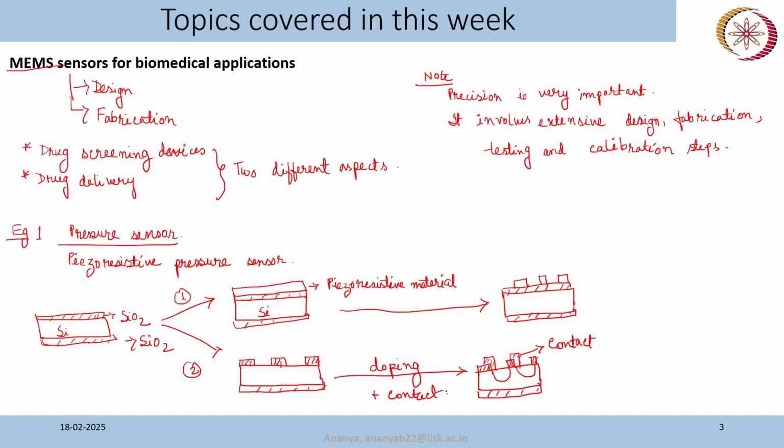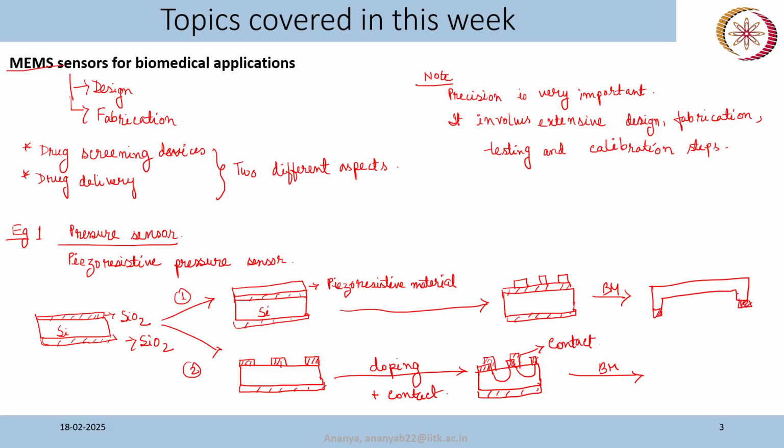After that, you will go for bulk micromachining to make a suspended structure. How we can do bulk micromachining, we have also discussed earlier. So this will be bulk micromachining. I'm not writing the full form here, you will already know this. So the final structure will be something like this. You will have a suspended silicon structure.